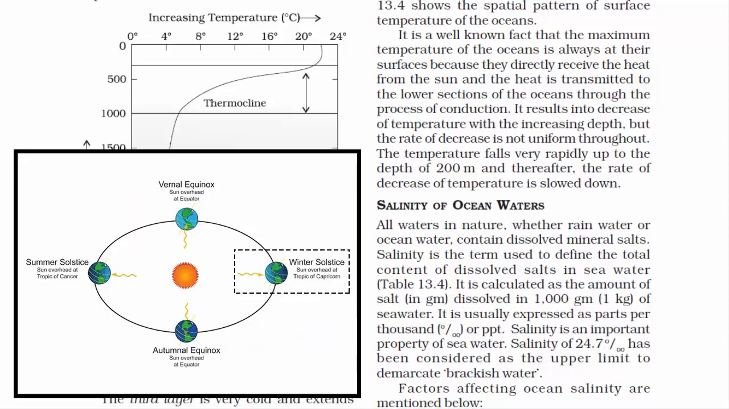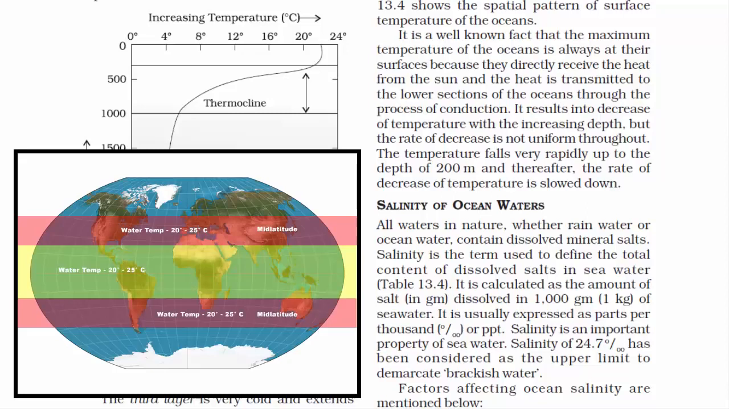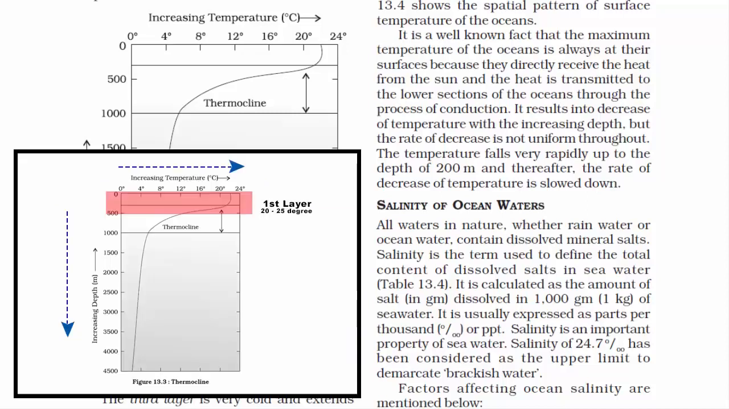Similarly, during winter solstice, the northern hemisphere is tilted away from the sun, making the southern hemisphere exposed more to the sun rays. And it is also during this time the temperature of the top layer of the ocean water at the mid-latitude region of the southern hemisphere will be between 20 and 25 degrees Celsius. Let's go to the second layer of the ocean water. Now this layer is also called the thermocline layer.